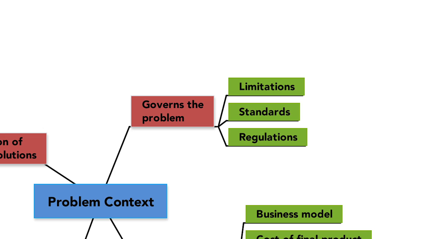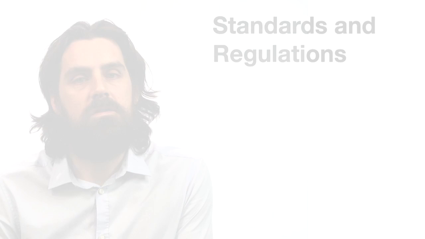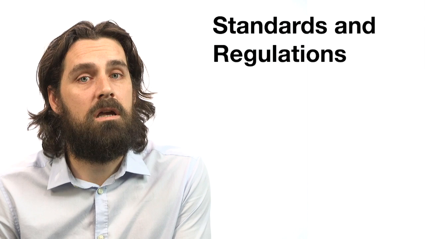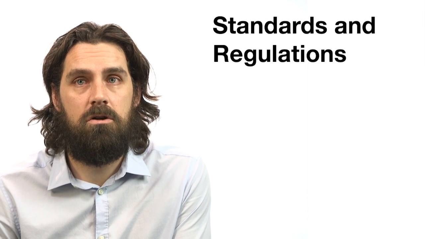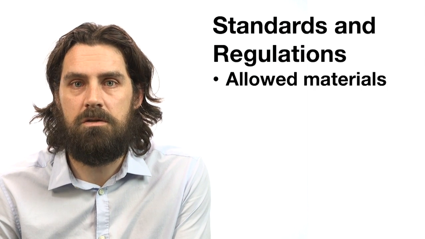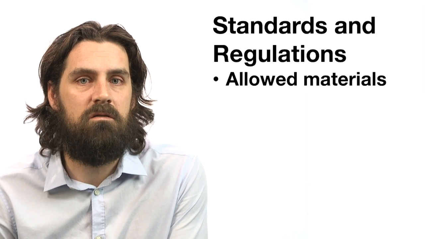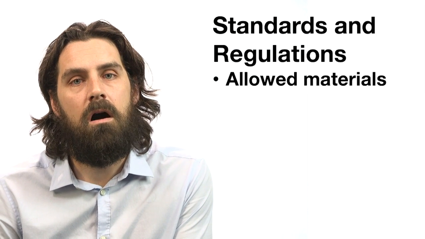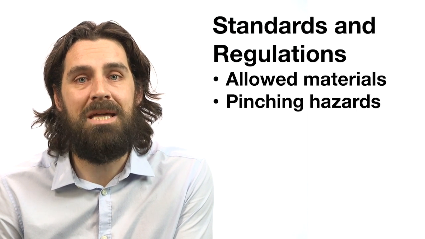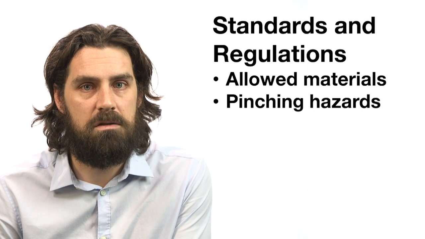The next category of information that we need to discover for our design context review has to do with what impacts the solution. And for our water bottle and for other design problems, what this often means are standards and regulations. Some standards and regulations which may govern the design of our water bottle could have to do with what materials we are and are not allowed to manufacture the water bottle from. Also, some regulations may govern pinching hazards for the use of water bottles.